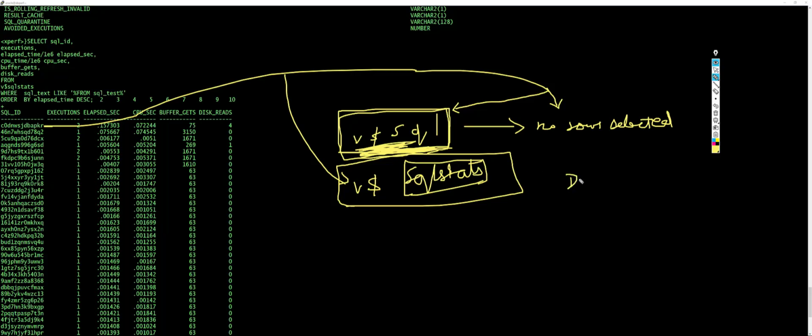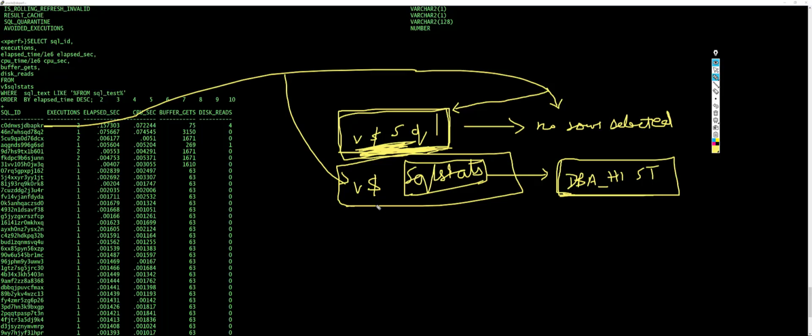So we have DBA_HIST views. These AWR views contain all the historical information, so all the information will be copied to the DBA_HIST views. If the AWR retention is 7 days and you need the last 7 days of data, then you need to go and check the DBA_HIST views.